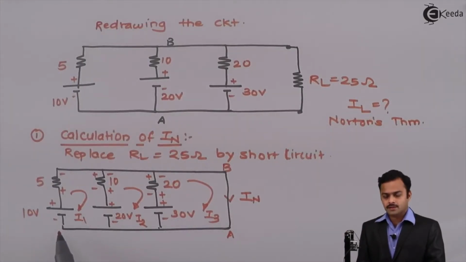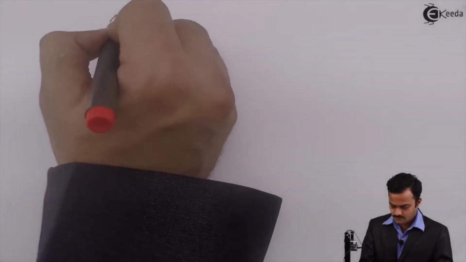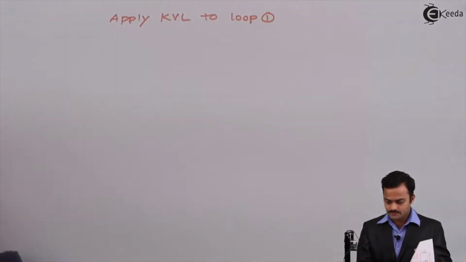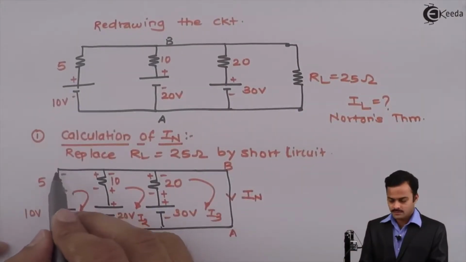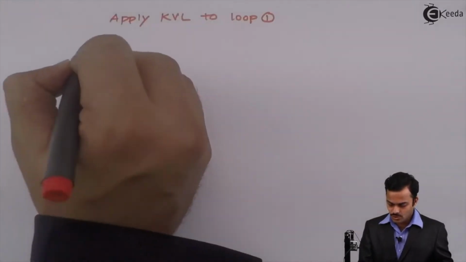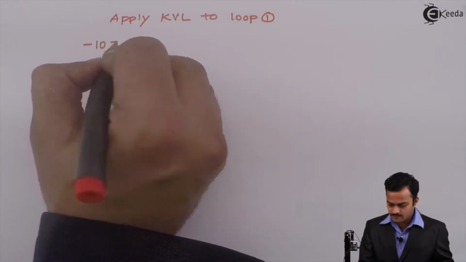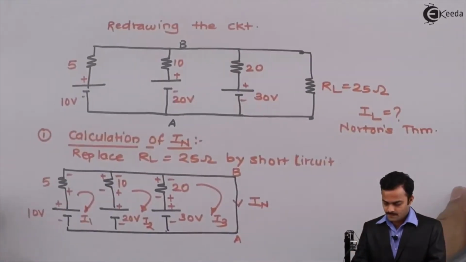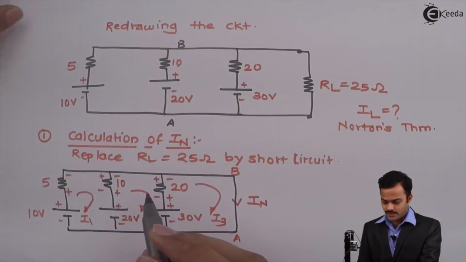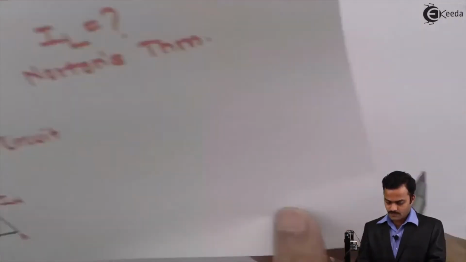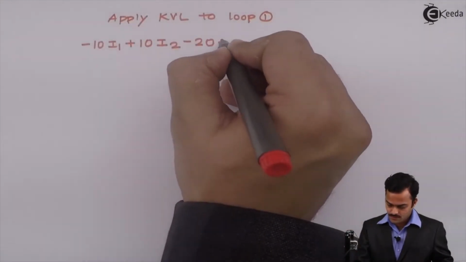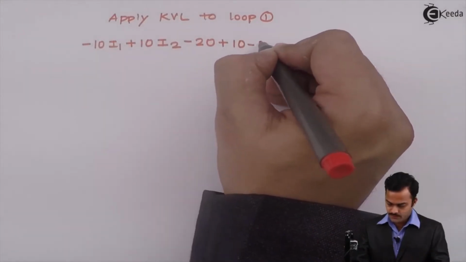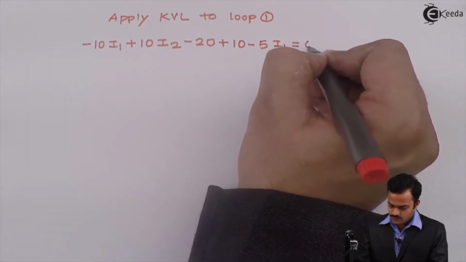So let's apply KVL to loop number 1. So loop number 1, we'll start from here. First element is this, so the drop is minus 10 I1 plus 10 I2, plus minus, so it's a minus 20 volt battery, minus plus 10, plus minus 5 I1 equal to 0.